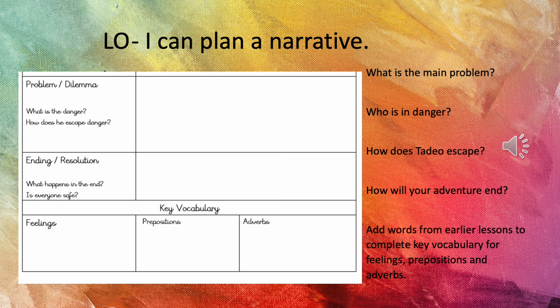Okay, so our second part of our planning is to look at the final two parts, which is the problem or the dilemma, or even sometimes called the climax. And then we've got the ending, the resolution. How does it all finish up in the end? So if we look down the side of our screen, we've got a number of questions. What is the main problem? Who is in danger? How does Tadeo escape? How will your adventure end? And down the bottom it says, add words from earlier lessons to complete key vocabulary for feelings, prepositions, and adverbs.